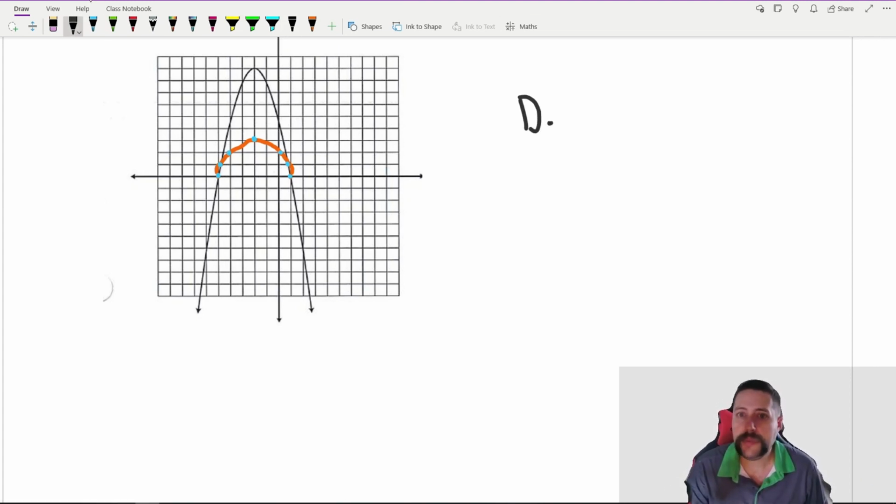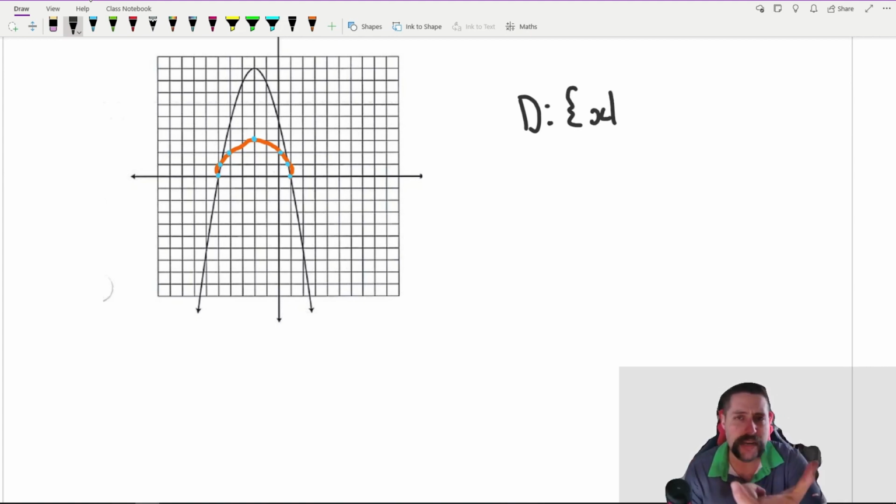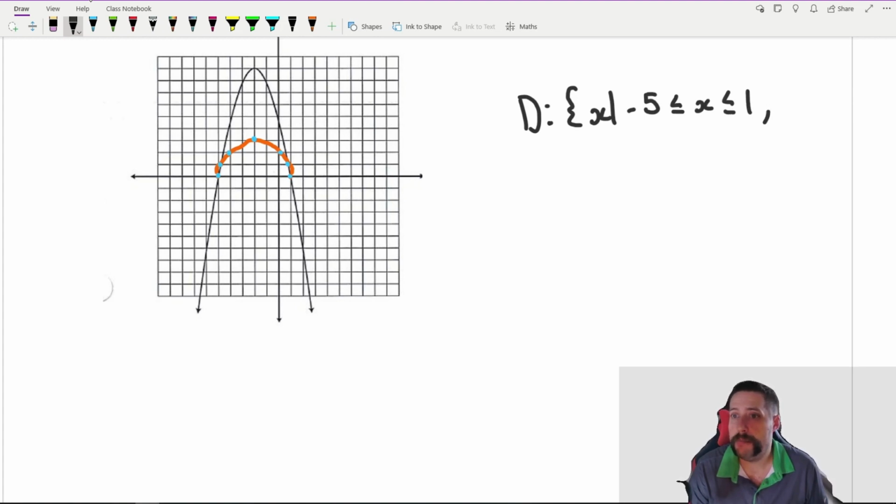Next is the domain. The domain for this one is x such that we're going to be in between 2 points. It looks like we're in between, for x, -1, 2, 3, 4, 5. So we're going to start at -5. It's going to be less than or equal to x, which is less than or equal to 1, provided that we want all x's to be real numbers.